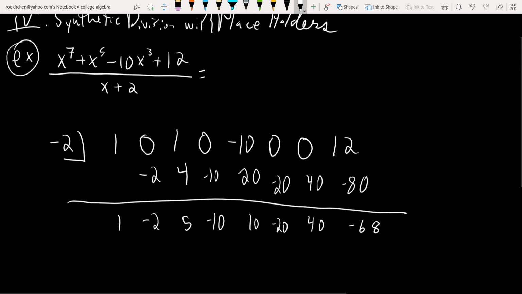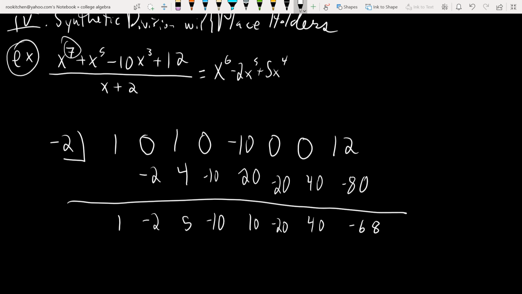Okay, so that would have been a nightmare doing it by long division. Let's go ahead and write it out. So we should begin with 1x to the 6th, 1 power less than the x to the 7th, minus 2x to the 5th plus 5x to the 4th minus 10x cubed plus 10x squared minus 20x plus 40, minus, or if you'd rather, plus minus 68 all over x plus 2.